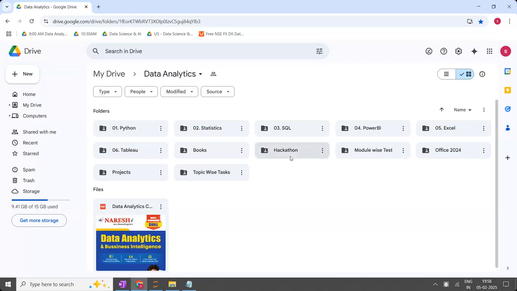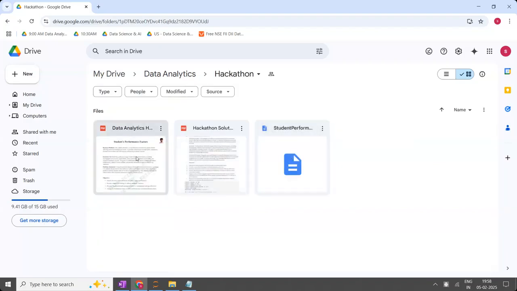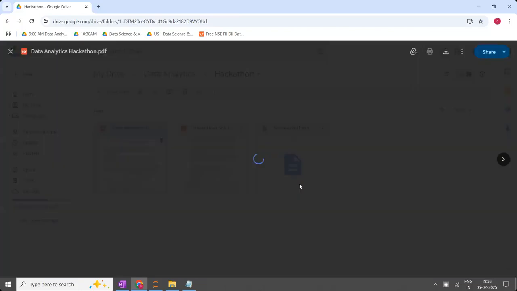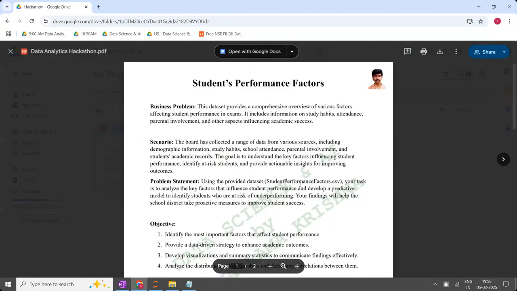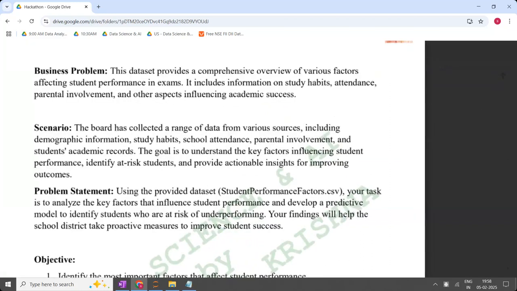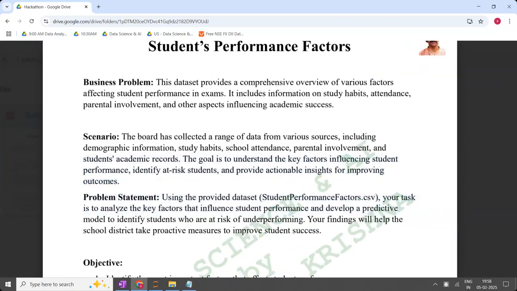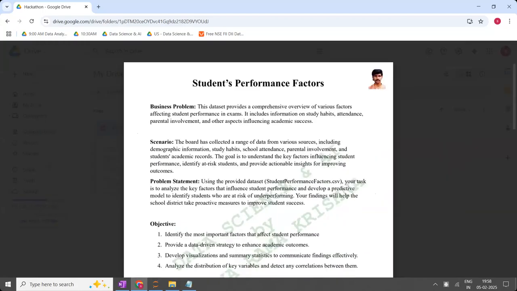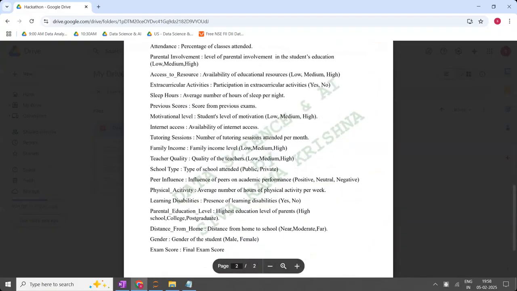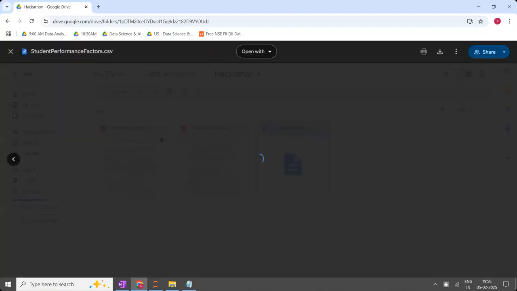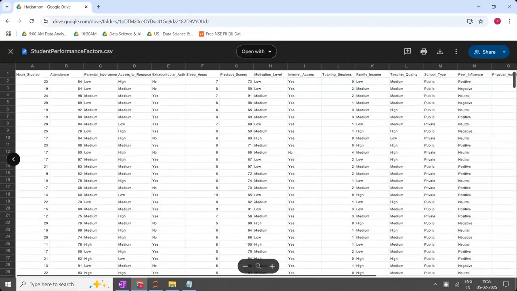What is meant by hackathon? It means competition. So in this hackathon competition, this is the business problem. You are going to receive the business problem in this way. In real life also, once you join a company, they'll share the business problem like this: what is the requirement, what is the exact requirement. After sharing the business problem, they are going to share the dataset. This is the dataset. So they share the business problem along with the dataset.